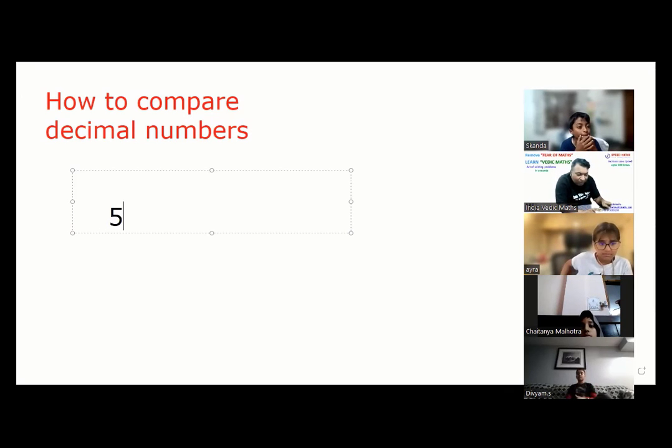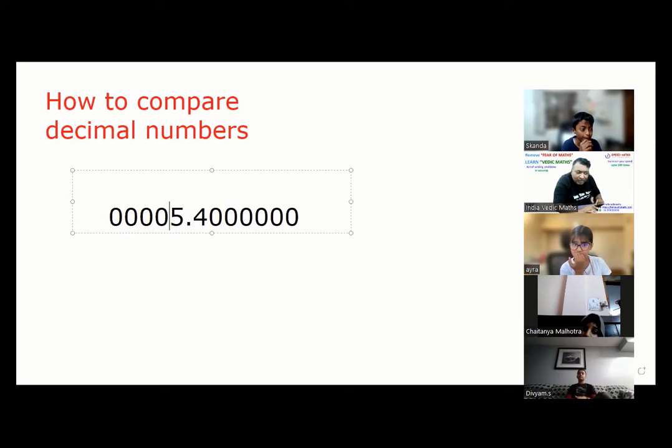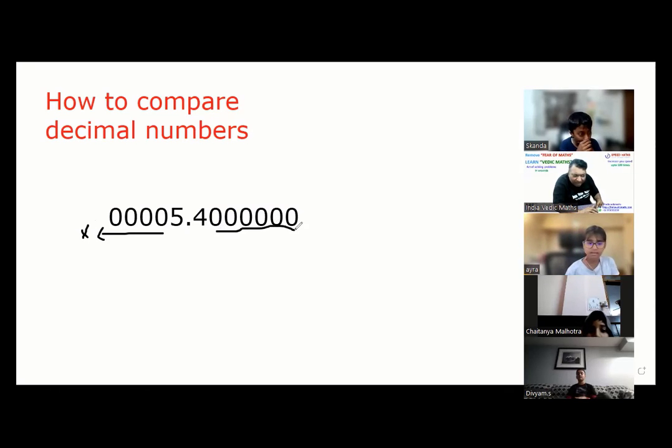If I write a number 5.4, okay? If I add zeros after the 4, no problem. If I add zeros before the 5, no problem. Why? Because is there any number before the zeros here? No. Is there any other number after the zeros? No. So these zeros have no value.